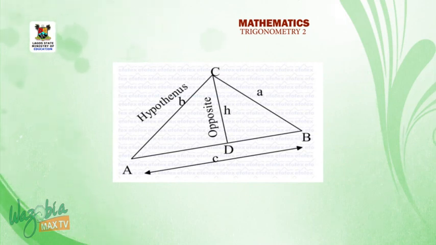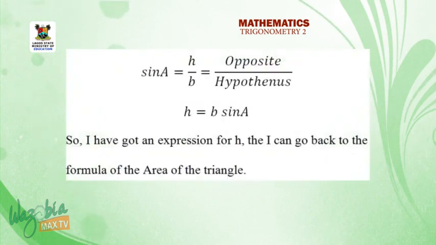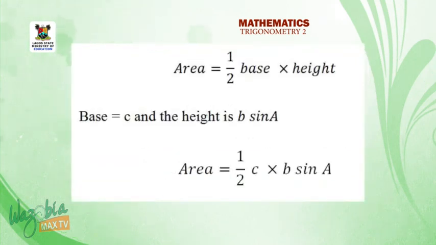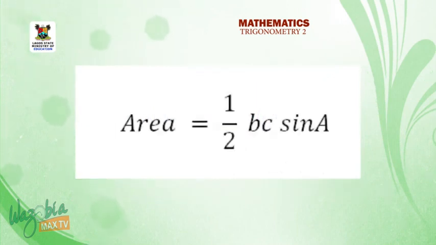I can now go back to the formula for the area of a triangle, which is half base times height. My base there is small c, and my height has got to be b sine A. So if I substitute that, the area will be equal to half c times b sine A. So that will be half bc sine A.